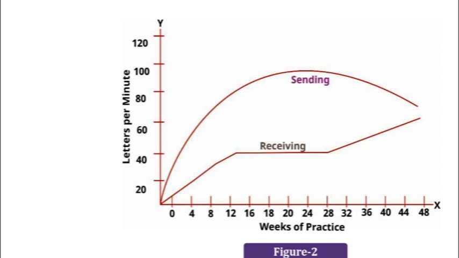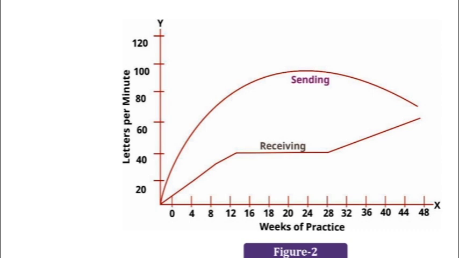Now, you see this is the graph. Here, weeks of practice: 4 weeks, 8 weeks, 12 weeks, 16, 18, 20, 24, 28, 32, 36, 40, 44, 48. Now, on the y axis, number of minutes: 20, 40, 60, 80, 120. Now, in 20 minutes, how many messages you are receiving and you are sending. This graph shows that as the practice increases, the message sending is increasing.